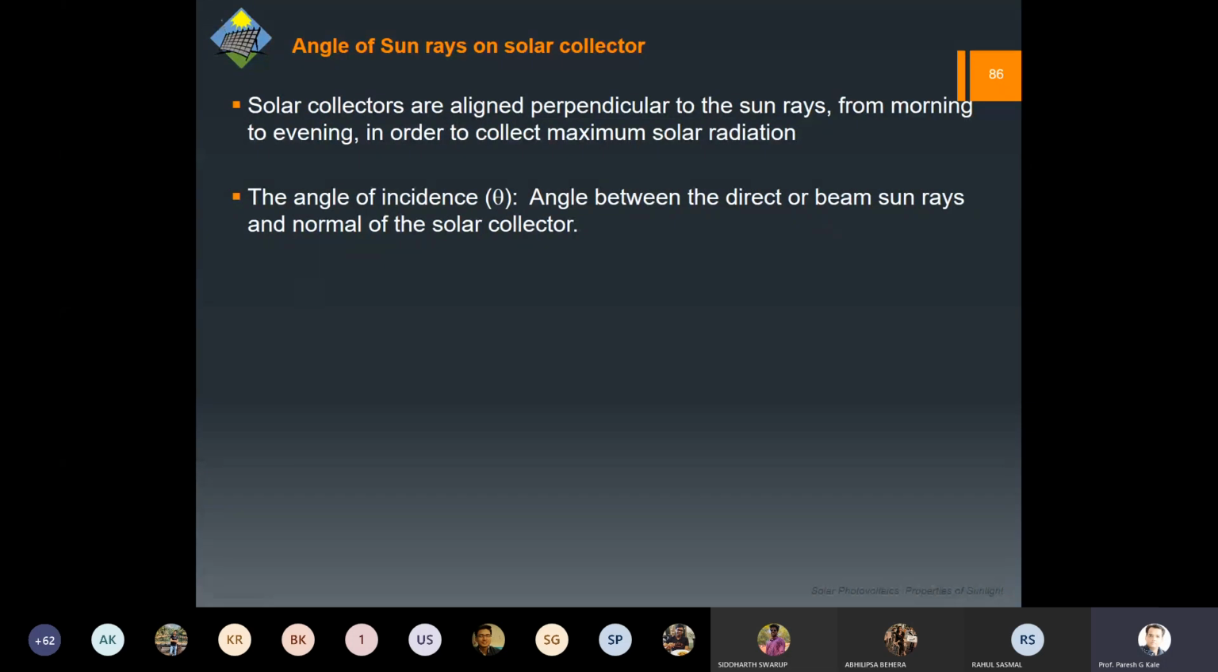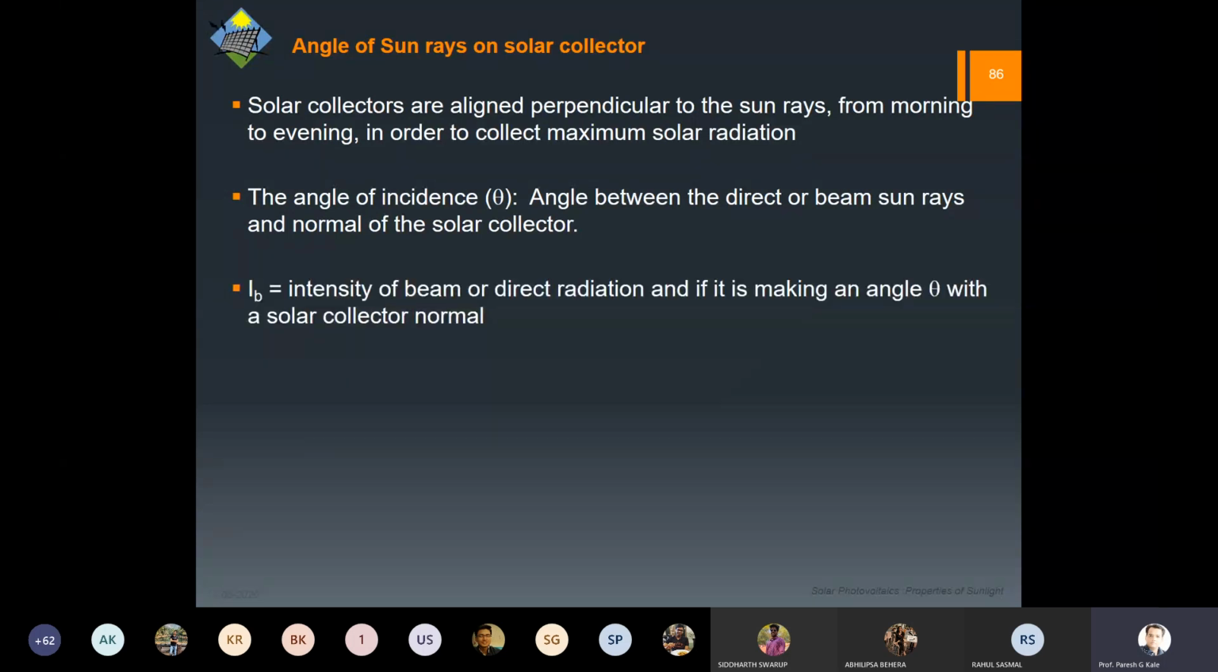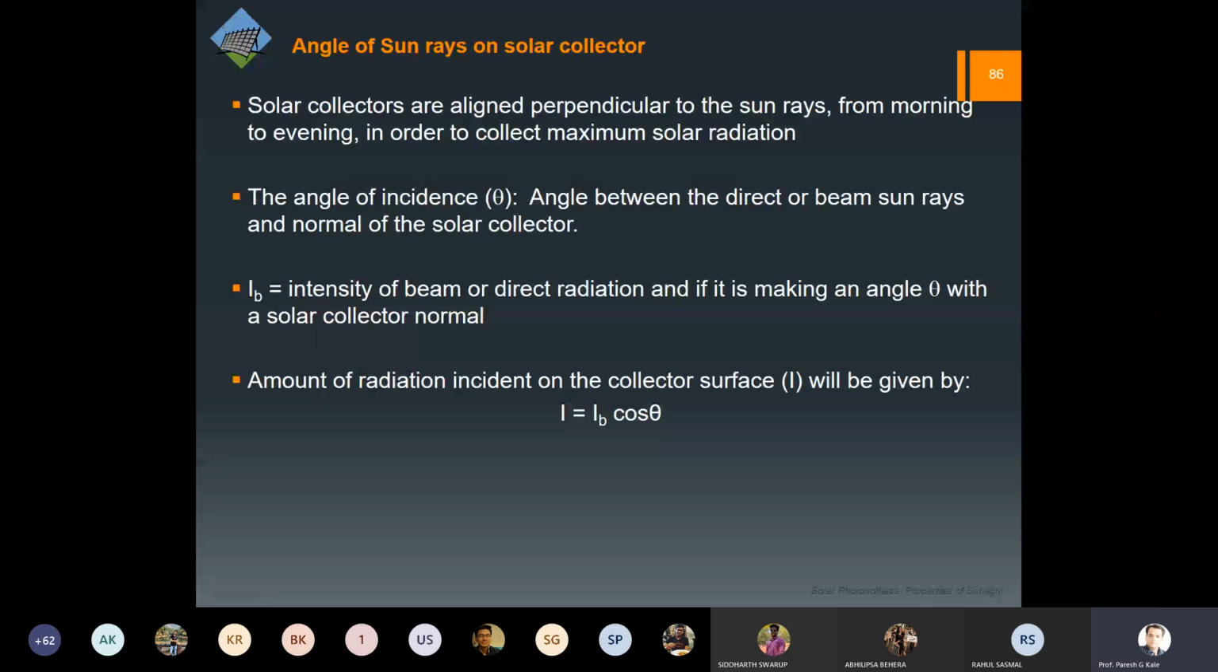So for that, obviously, the angle of incidence that we have already defined will be the angle between the direct radiation and the normal to the solar collector, and the corresponding radiation we can call IB. B we are choosing to avoid the confusion between direct and diffuse. For diffuse, we will use D, and we use beam, meaning direct radiation, IB. So obviously, I, that is the incident radiation on the collector surface, now can be given by IB cos theta.